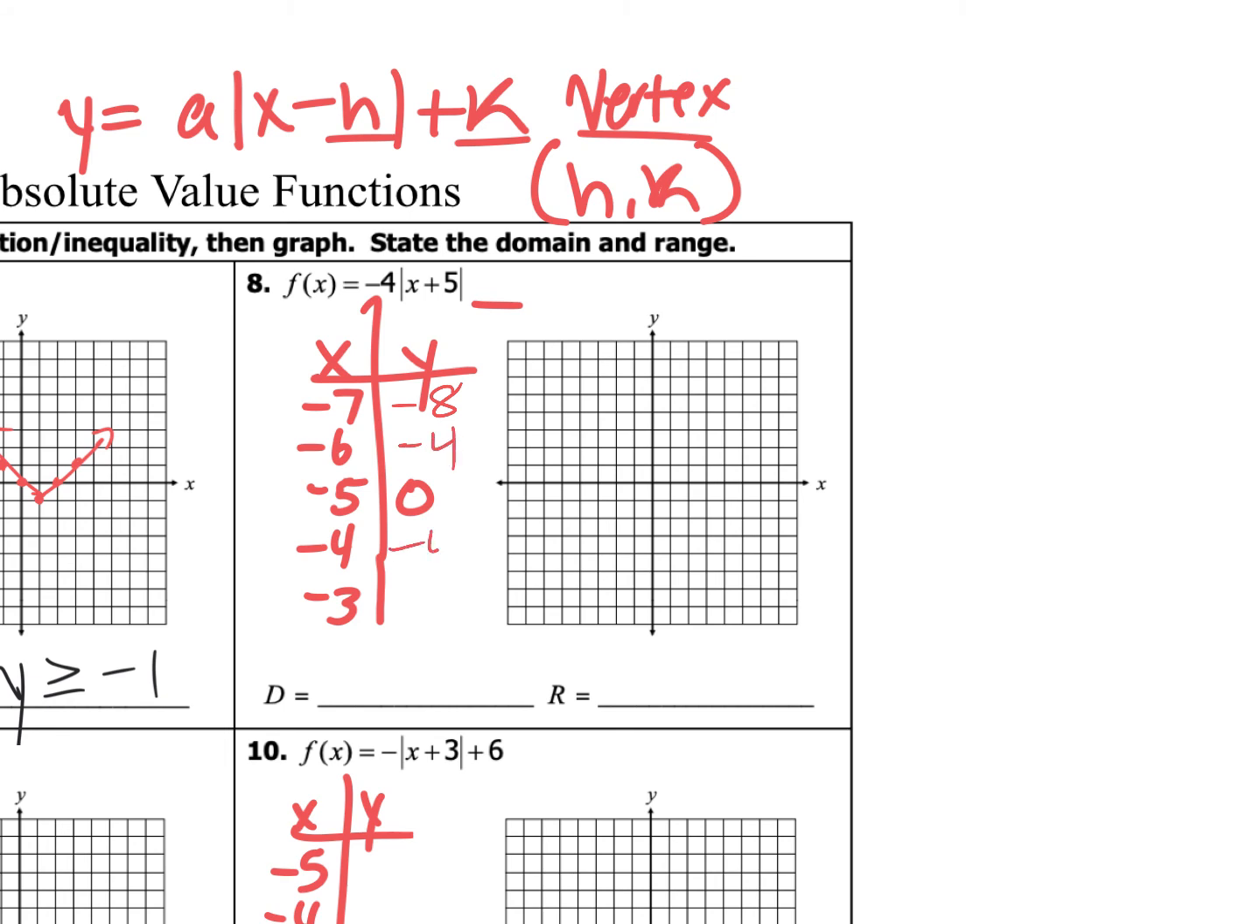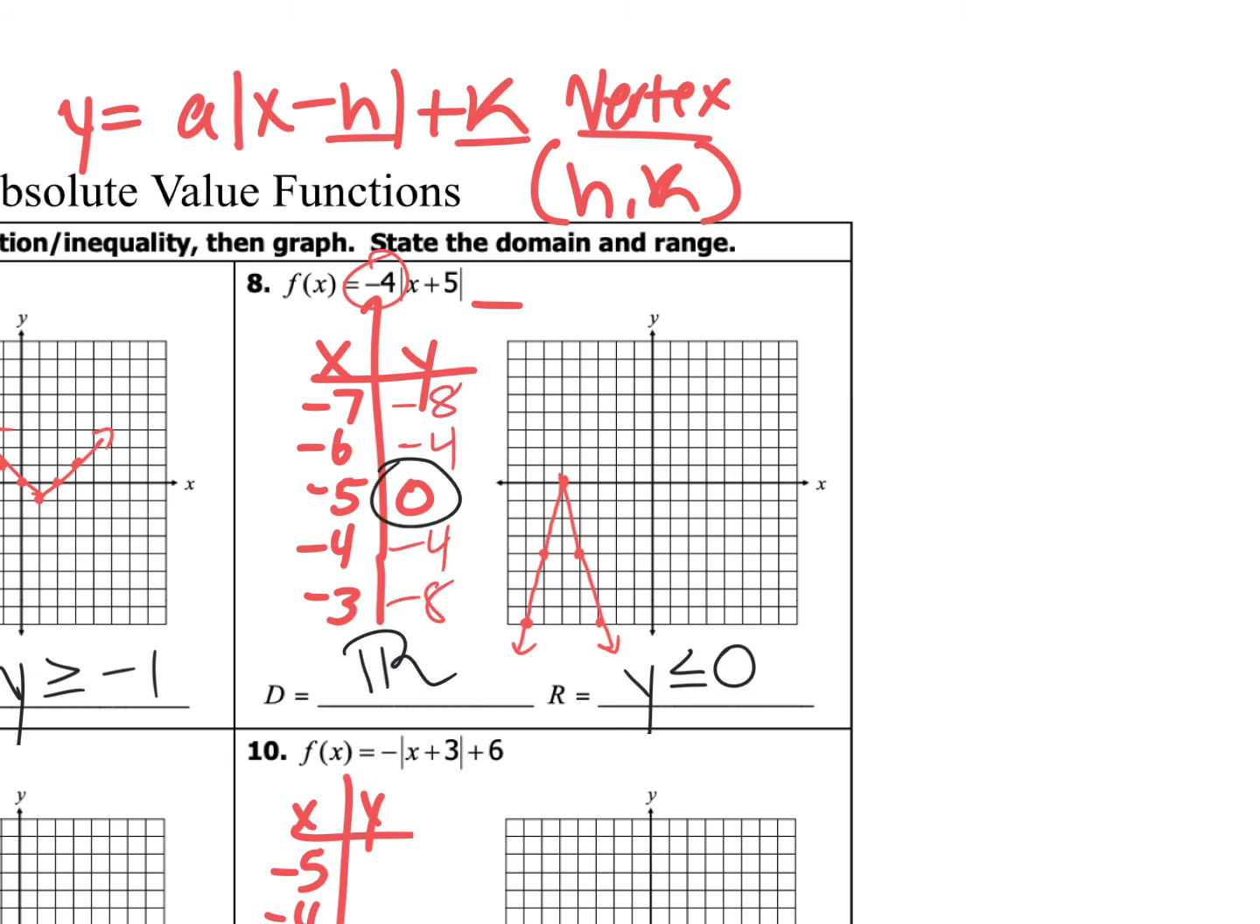Negative 4. Okay. So we've got negative 7, negative 8. Negative 6, negative 4. And negative 5, 0. And this makes sense why it's reflected and why it's so skinny, because it's being multiplied by negative 4, right? So the domain, all real numbers. And since this opens down, y is less than or equal to the y value of the vertex, 0.